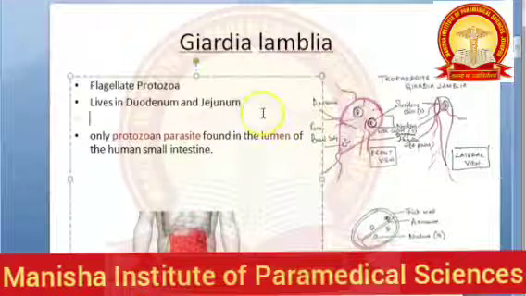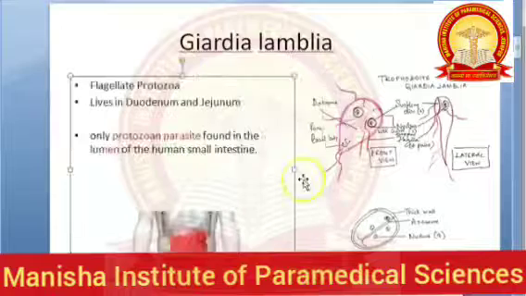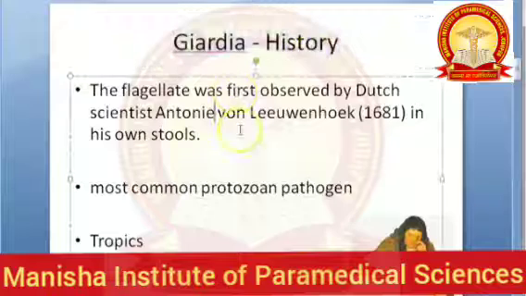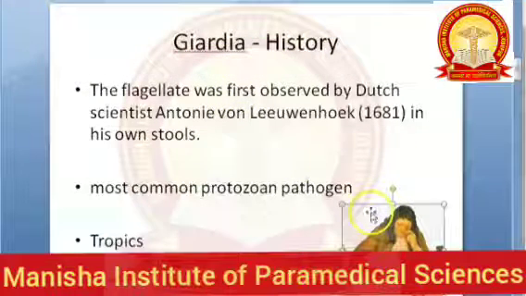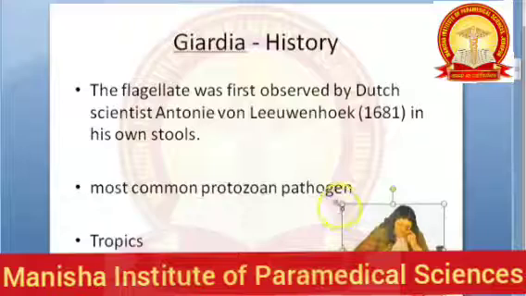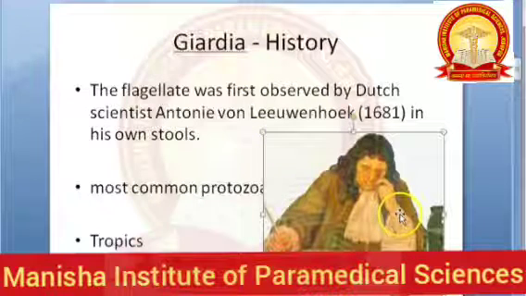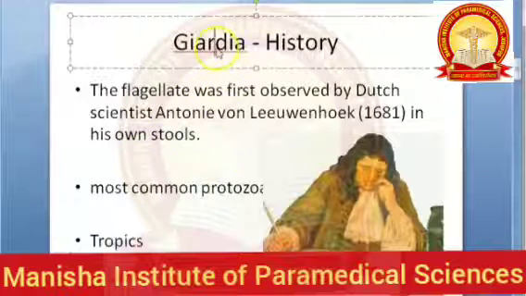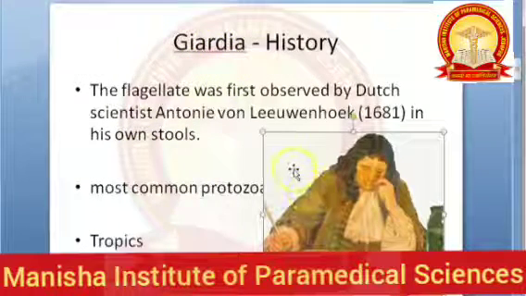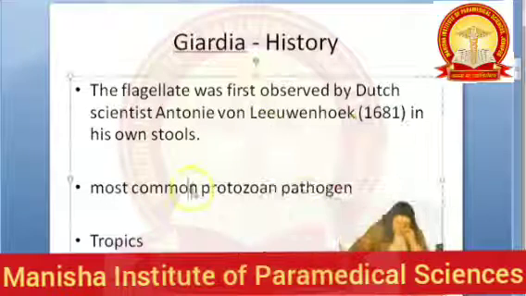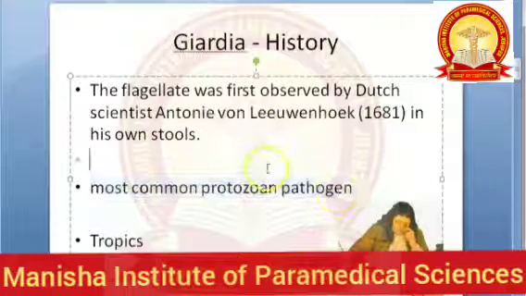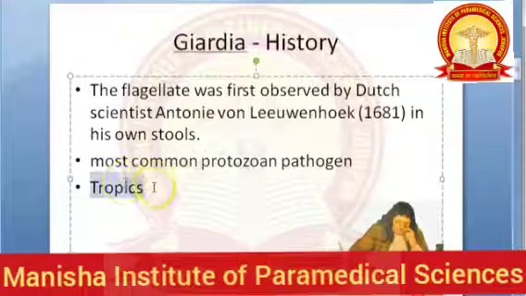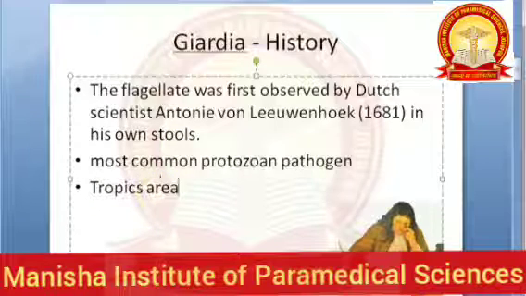Okay. So we are done with the introduction of Giardia lamblia. Let's move on now to the history. It was first observed by Antony van Leeuwenhoek, a Dutch scientist. He saw this Giardia in his own stools, it seems. That means he had giardiasis. Interesting. It is said to be the most common protozoan pathogen, and it is found more in tropical and subtropical areas.